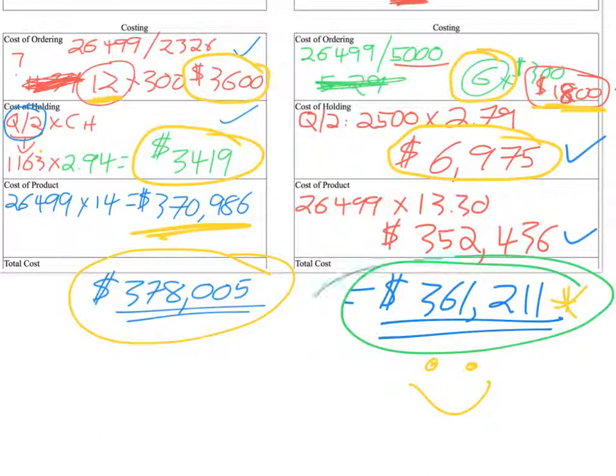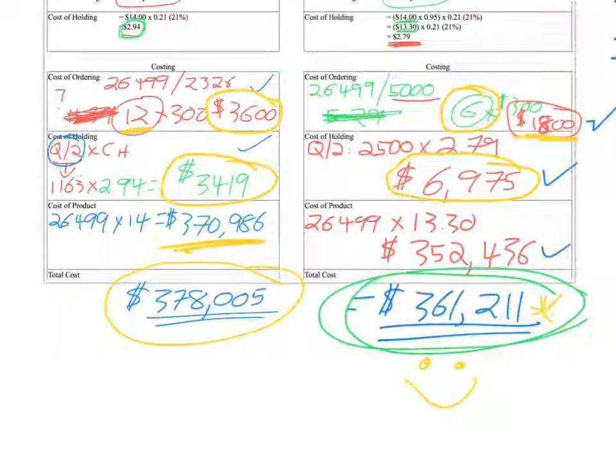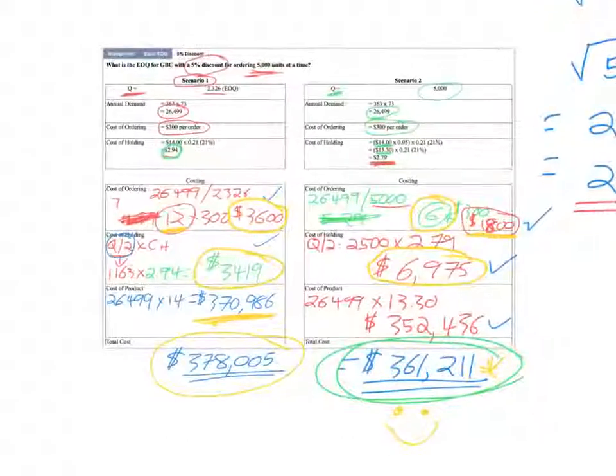And you're able to reduce your overall expense here to $361,000, right? So you're talking about a pretty significant savings. It is a savings of almost $17,000, so $16,794. So in this scenario, you would take scenario number 2. You would take the offer from the customer on the 5% discount.